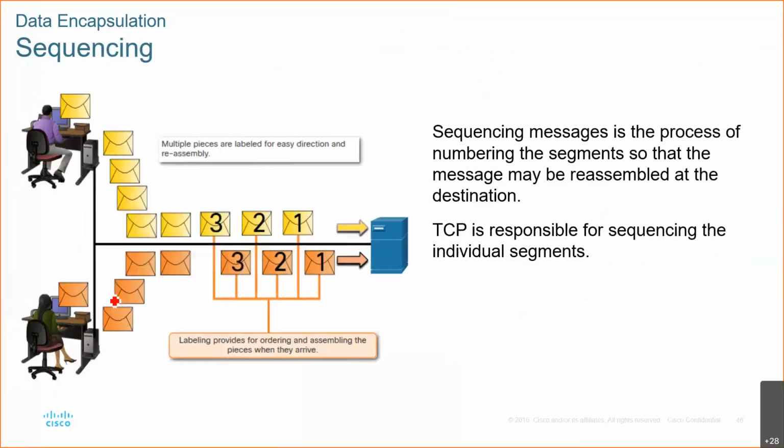Another thing is when you have these segments, each segment has a number associated with it, so that at the receiving end, these segments will be joined together again and presented as your data, which you can read in the application layer. So that's what is important as well, sequencing the segments.